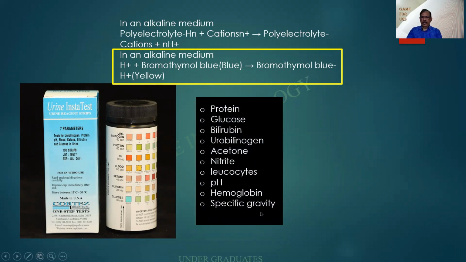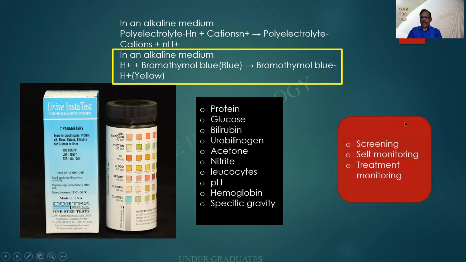And all these parameters can be diagnosed by means of a single dip: protein, glucose, bilirubin, urobilinogen, acetone, nitrite, leukocytes, pH, hemoglobin, and specific gravity. We used to call them 10-part dipsticks.